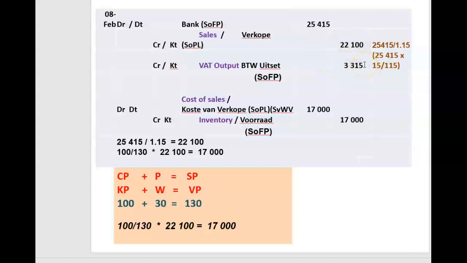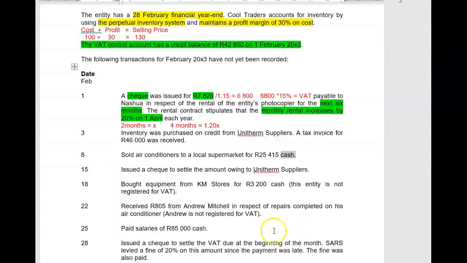But this is a perpetual inventory system. And in a perpetual inventory system, we have to update our inventory records with each and every transaction that has an impact on our inventory. So if we have sold inventory items, it means we don't have that inventory on hand anymore, so we have to make an adjustment in the inventory account.